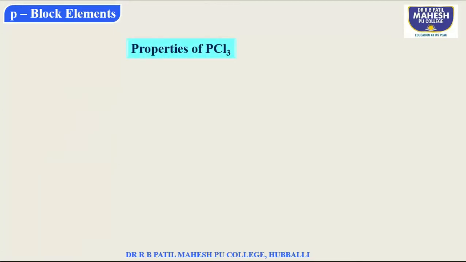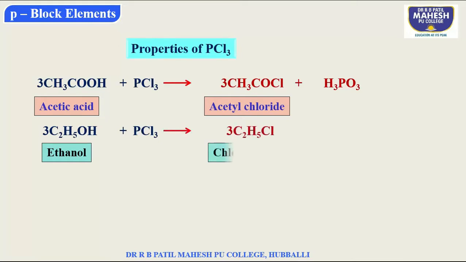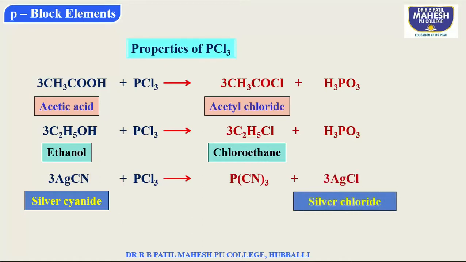Properties of PCl3. PCl3 reacts with acetic acid to form acetyl chloride as a product along with phosphorus acid. When it reacts with ethanol or ethyl alcohol, it forms chloroethane along with phosphorus acid. When it reacts with silver cyanide, it is going to form phosphorus cyanide along with silver chloride as the product.